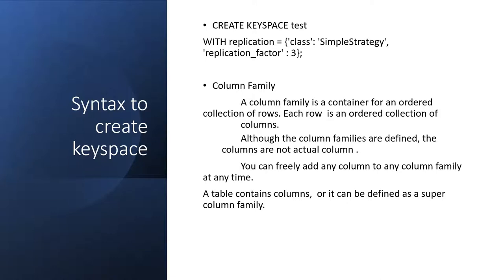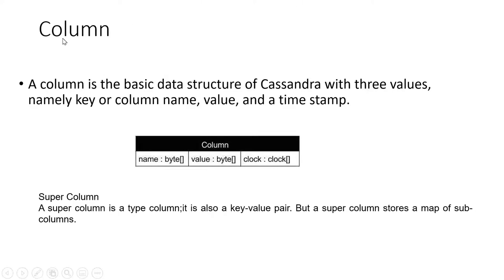You can add any column to any column family at any time. So column doesn't actually mean the column over here. You can have a column as a superset of the column as well. So this is how it looks, column. A column is the basic structure of Cassandra, which will have, in this case, three values: a name, a value, and a clock. Each will have its own value. Super column, this is also important. This is a type of column, and it is a key value pair over here, right?